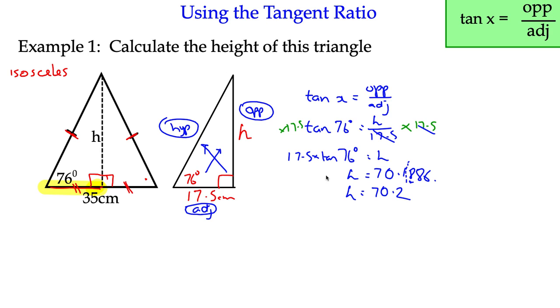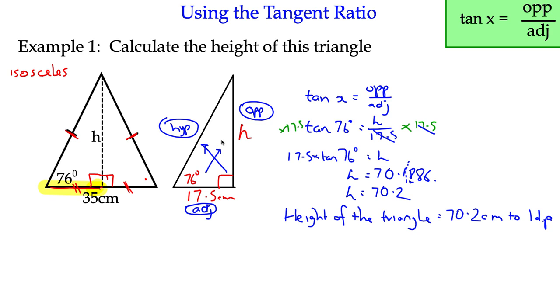So let's always, when there's a word problem or where there's an actual size to put in or an explanation, put in the word height. Okay, so we can say height of the triangle equals 70.2 centimeters, those are my units, and I've rounded my answer to one decimal place. Okay, so there's my solution.